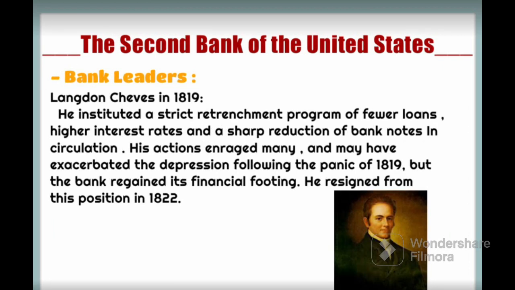Langdon Cheves in 1819. He instituted a strict retrenchment program of fewer loans, higher interest rates, and the sharp reduction of banknotes in circulation. His action enraged many and may have exacerbated the depression following the panic of 1819. But the bank regained its financial footing. He resigned from this position in 1822.